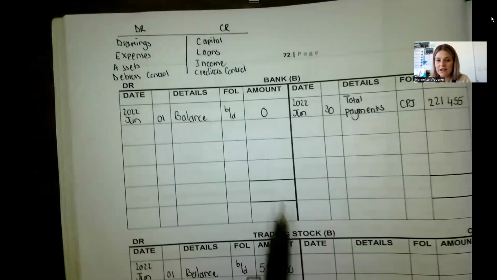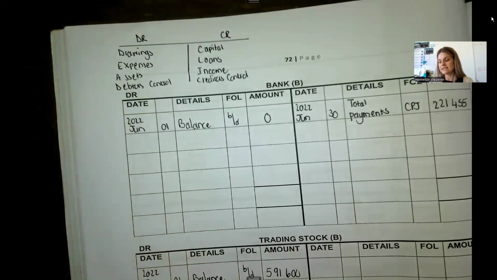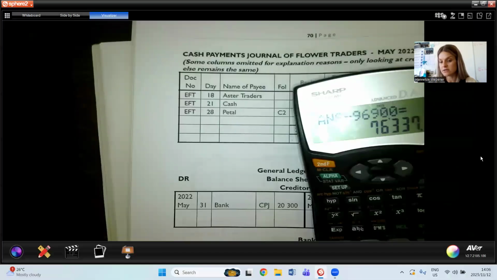For the other 2, I'm not going to balance now because we don't have the cost of sales. We don't have the total receipts. So it's just going to look weird. But that's just an idea of how to now post your creditors control to your ledger accounts as well.